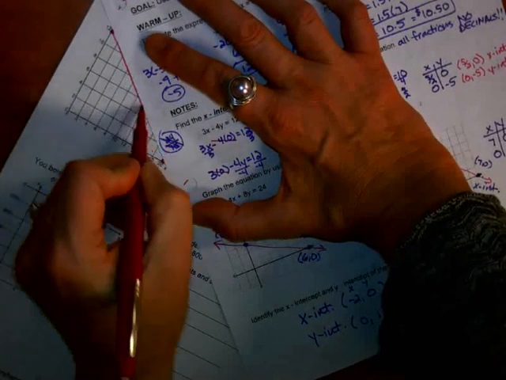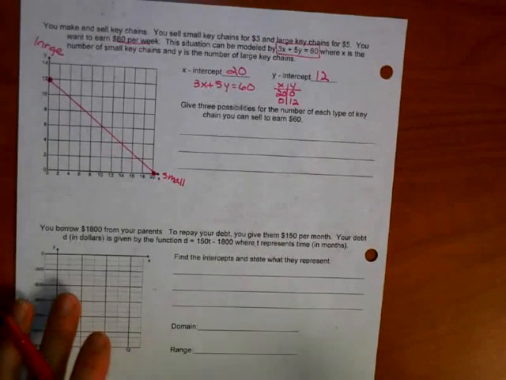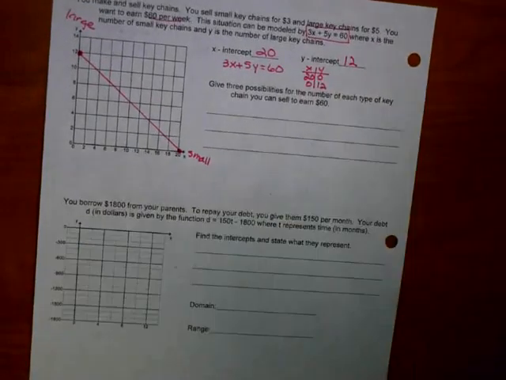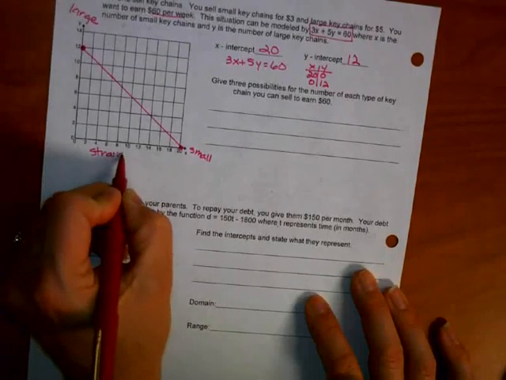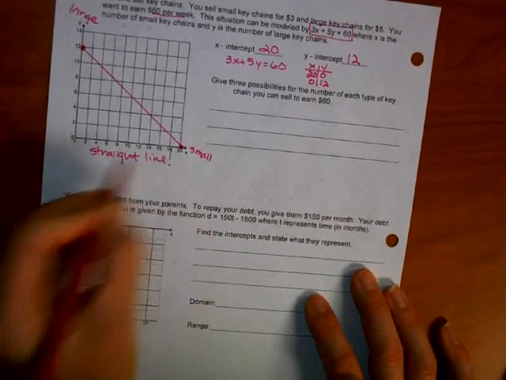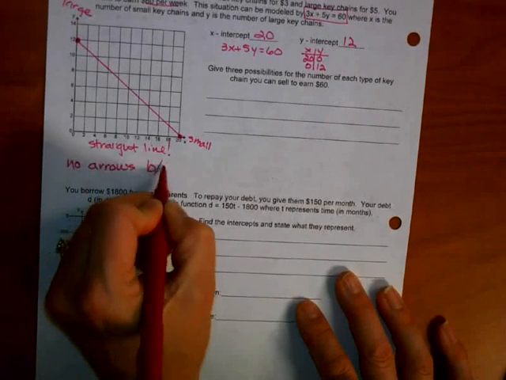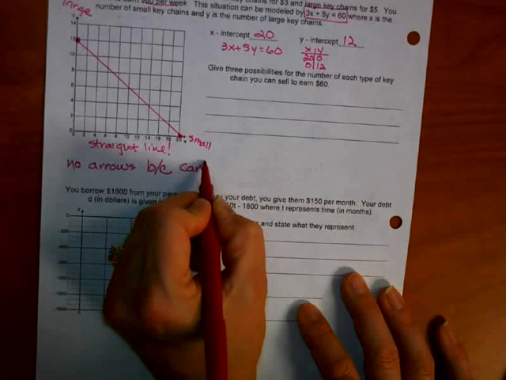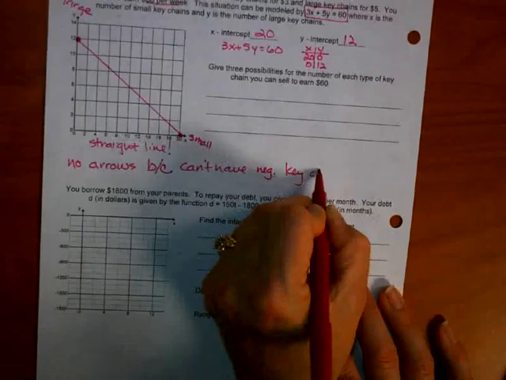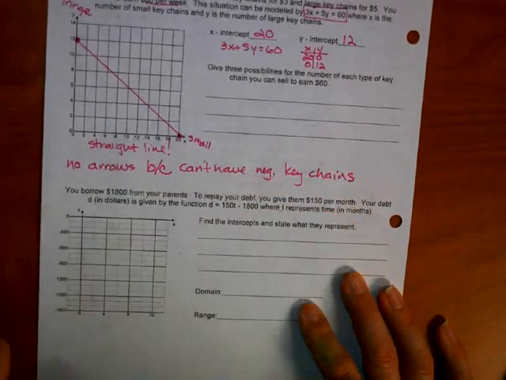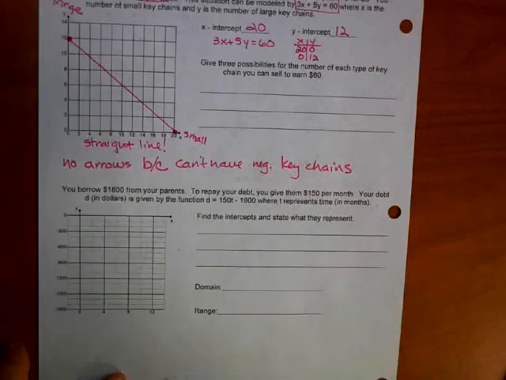Do not go over the edges either, because we can't deal with negatives here. We can't have negative keychains. No negative keychains. Straight line. And no arrows, because you can't have negative keychains. Okay? No arrows. Can't have negative keychains here.